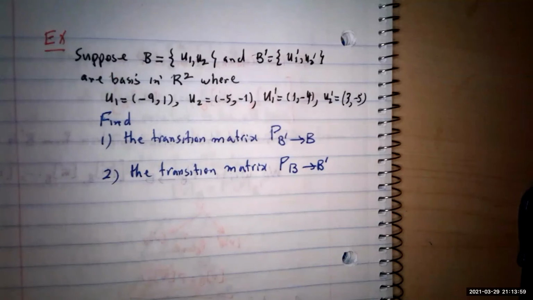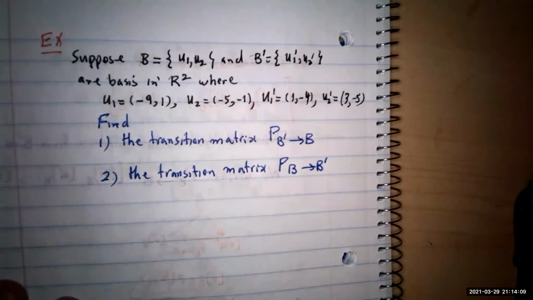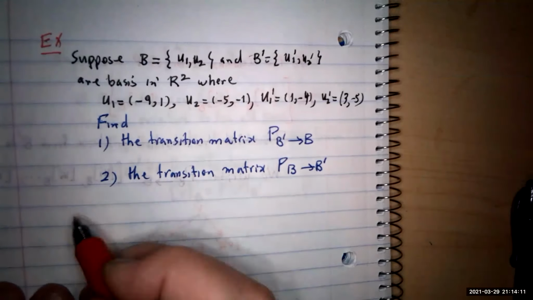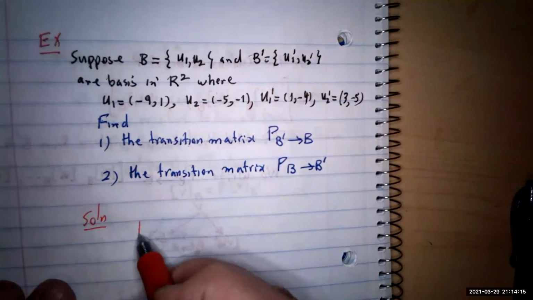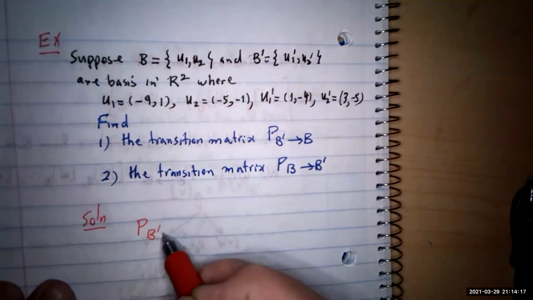If you want to go with the original method, it takes quite a while to do it. But we are going to use the shortcut that we talked about. So this is it. Let's try the first one, solution. We want to find the transition matrix from B prime to B.